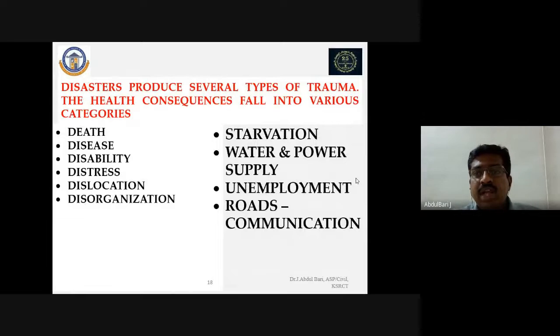Disasters produce several types of trauma. The health consequences fall into various categories like death, disease, disabilities, distress, dislocation, or disorganization. Similarly, starvation, water and power supply, unemployment, and road communications will be damaged because of disasters. So these are all the most affected factors or areas because of disasters.